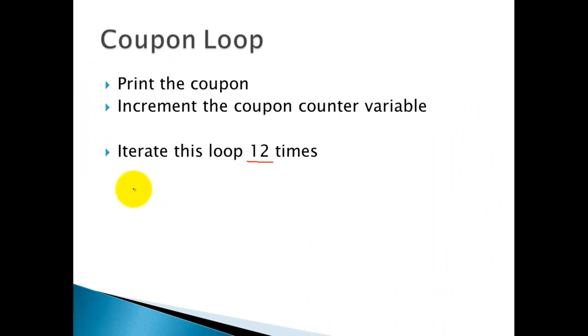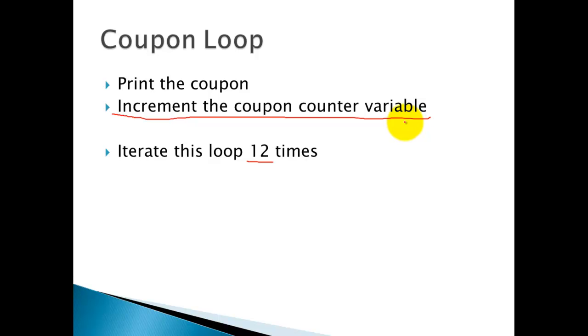I forgot to mention here, you need to increment the coupon counter variable inside the body of the loop. So before this loop starts, you're going to set the coupon counter variable to 1, and then you print your coupon lines, whether it's one line or multiple lines. Then you increment the coupon counter variable.